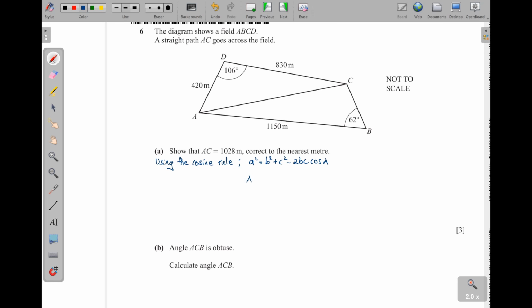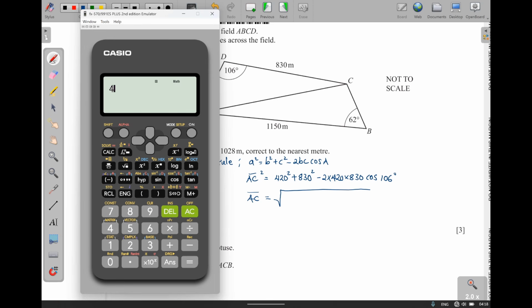So our AC squared is equal to b, which is 420 squared, plus c, which is 830 squared, minus 2 times 420 times 830, and then the cosine of the angle opposite to AC, which is 106. That means AC is going to be the square root of everything here. So I get the calculator and put in 420 squared plus 830 squared. This gives me 865,300.